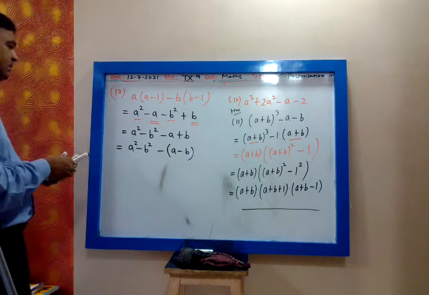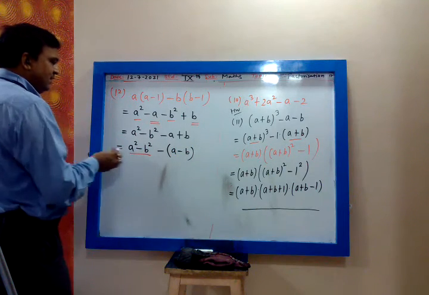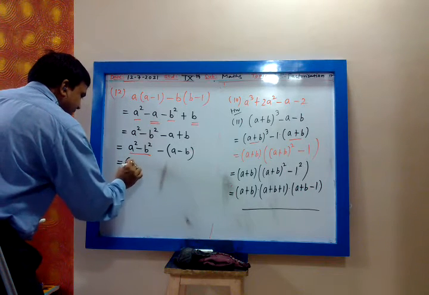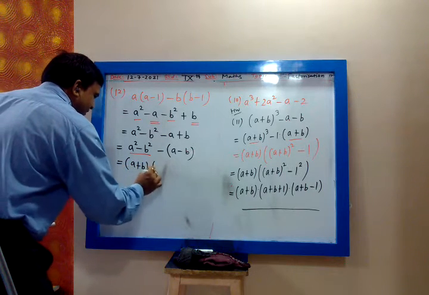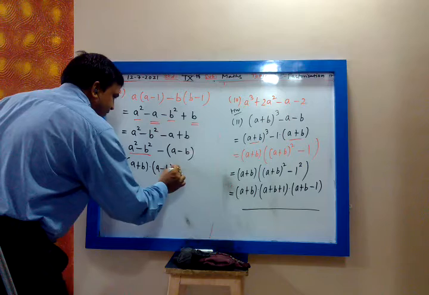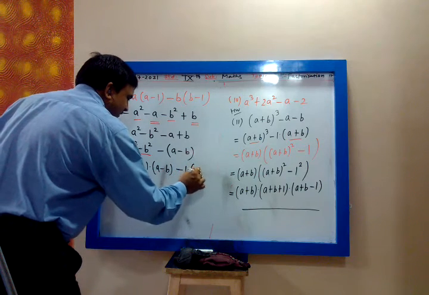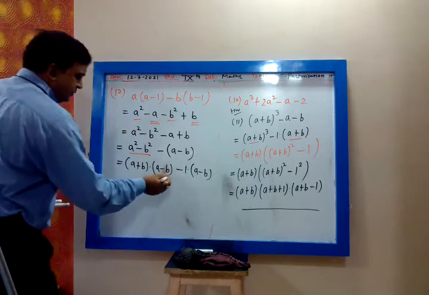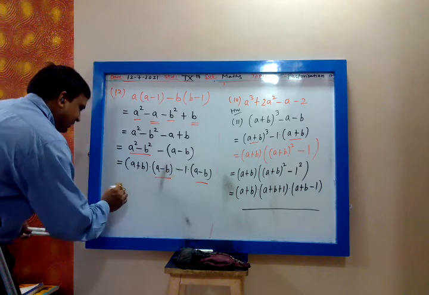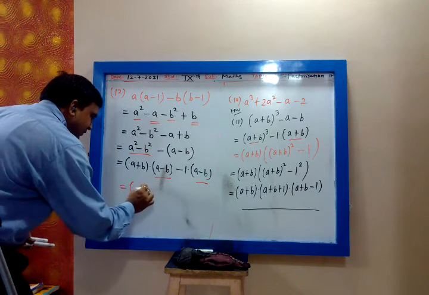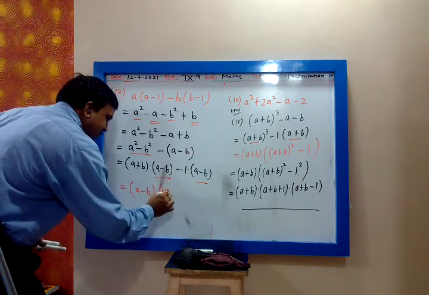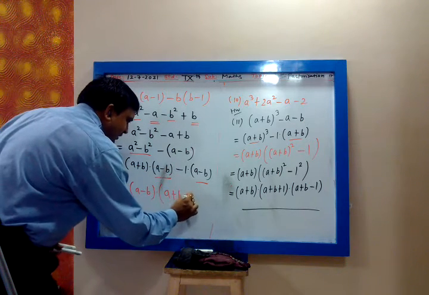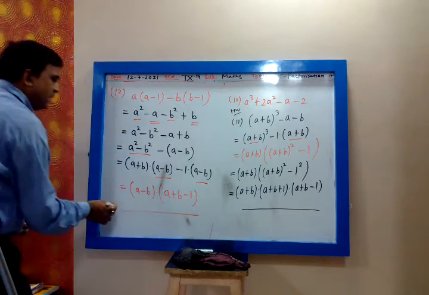Now a square minus b square we can simplify. That will be a plus b into a minus b, then minus 1 into a minus b. Yes, a minus b is common. Then what is left? Left is a plus b minus 1. And this is the answer.